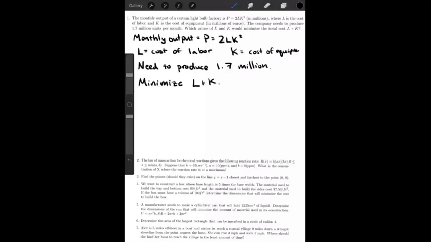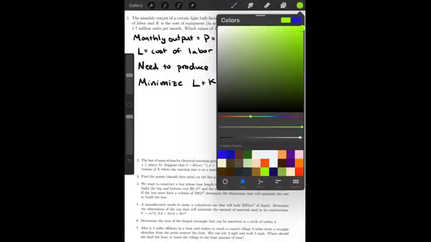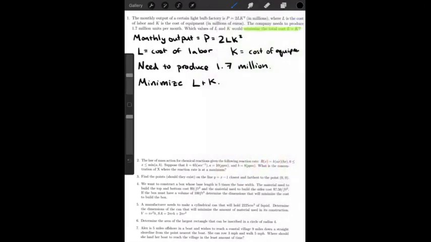Right? And so that right there, right, specifically, let me see if I can't come up with some sort of highlighter thing. There we go. That works out. So we have that sentence saying minimize L plus K. So this is our objective function.